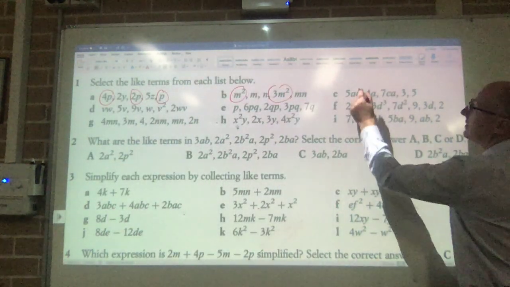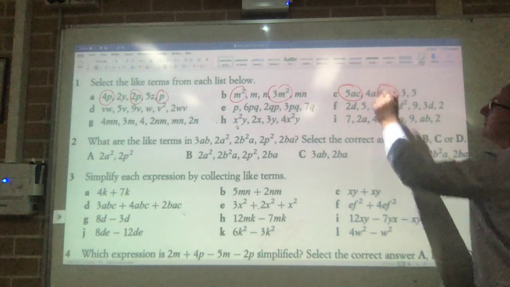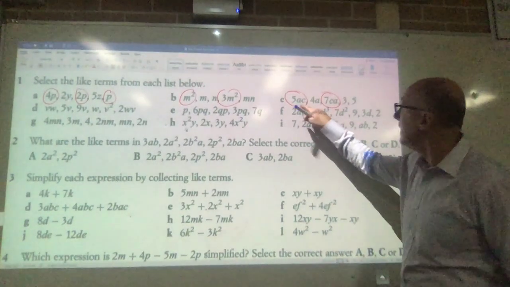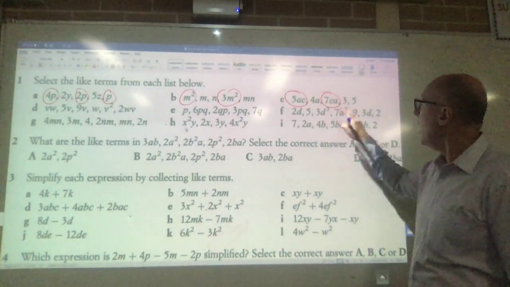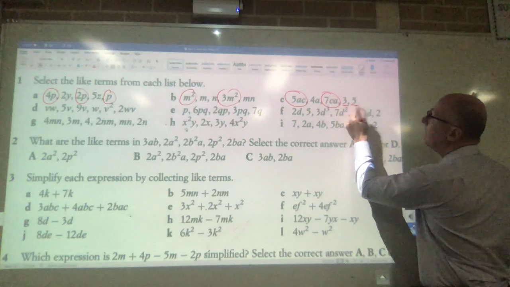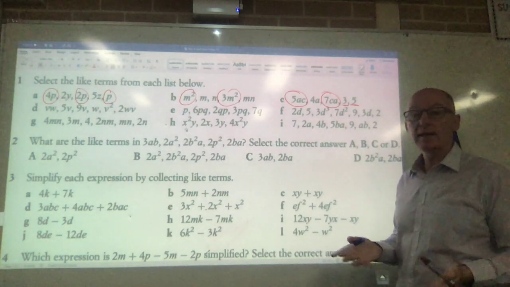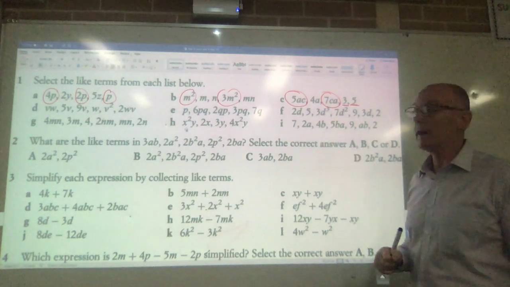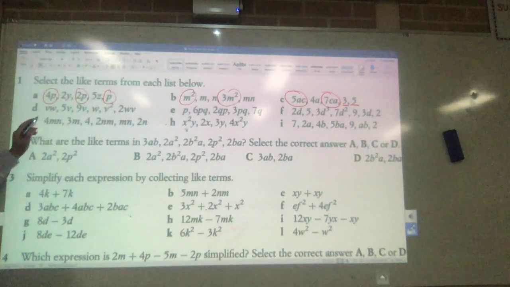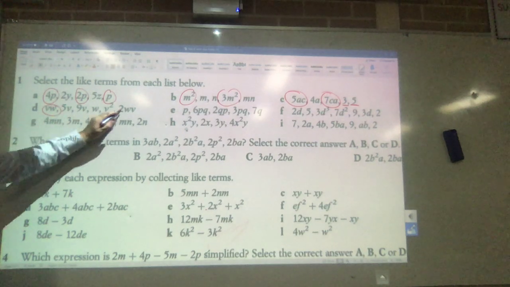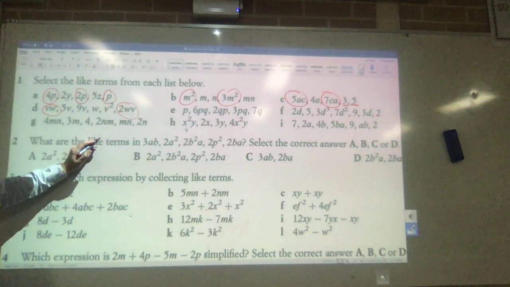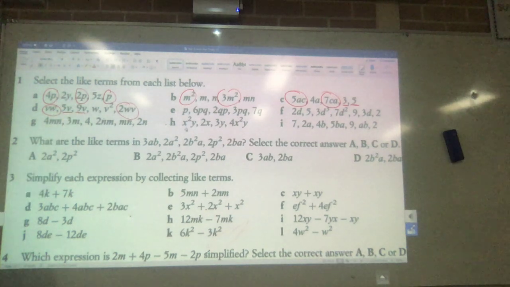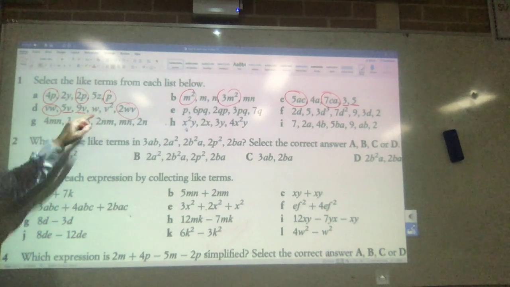Across here, I can see that 5ac and 7ca are like terms, and the reason being is that ac and ca, the order doesn't matter. I can also see that 3 and 5 are like terms. So numbers can be added together, they are like terms. 4a, if you like, is the odd one out. Going across here, I can see that vw and wv are like terms, and 5v and 9v are like terms. The other two are unlike.